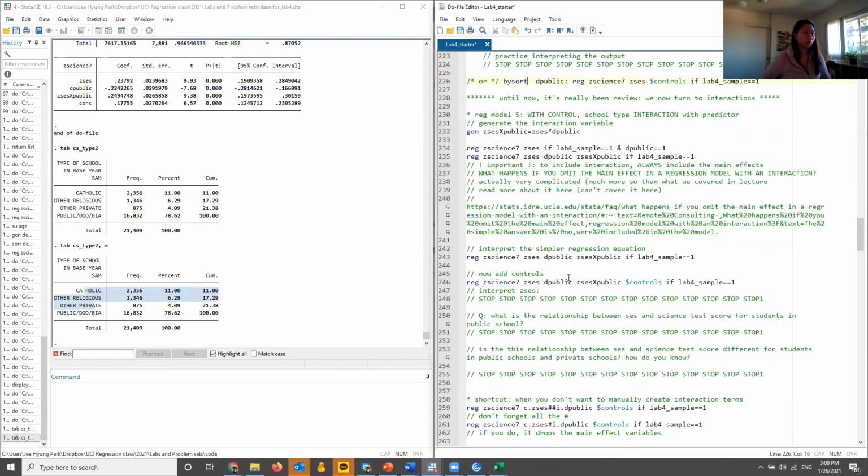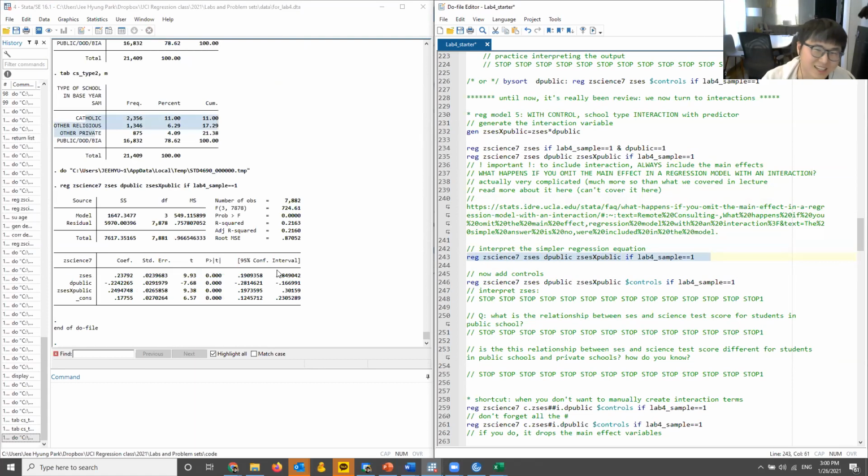Okay, so now, I'm sorry, I'm a little lost. ZSES times public, that's the interaction variable? That's right. And just remind me why we are doing this. What was wrong with the good old regression? That's a good question. Why did we do this? What's in here that wasn't, why can't you just do this, right?